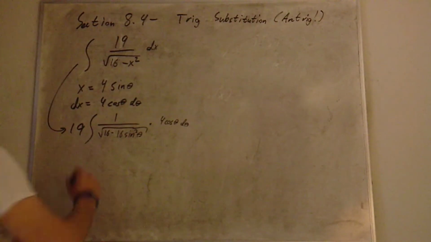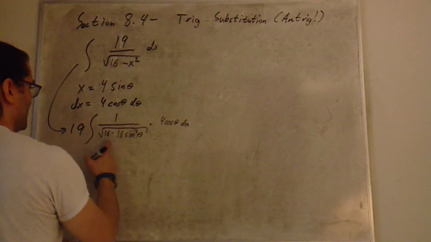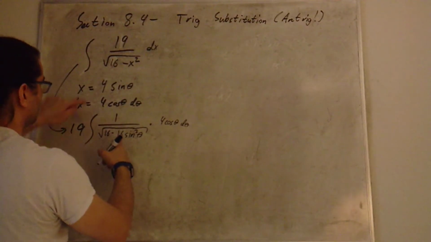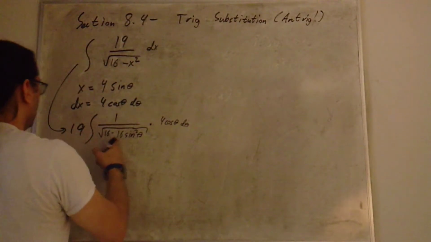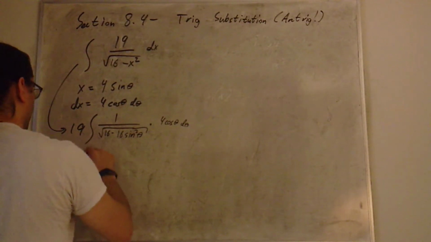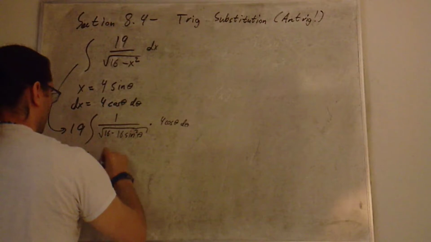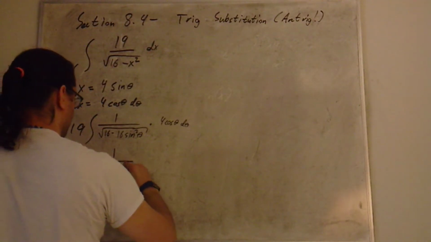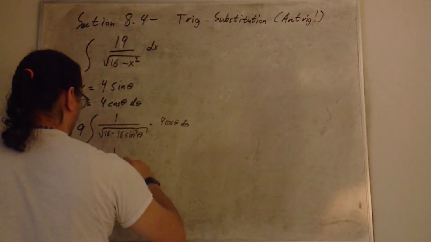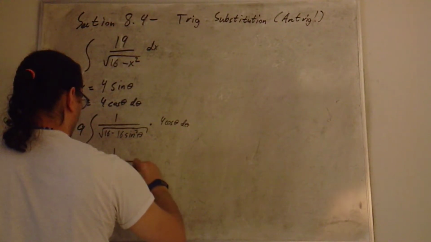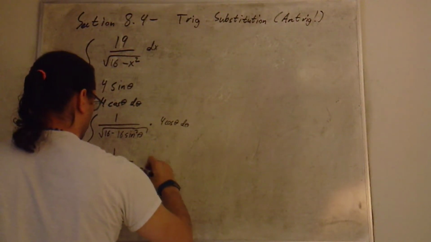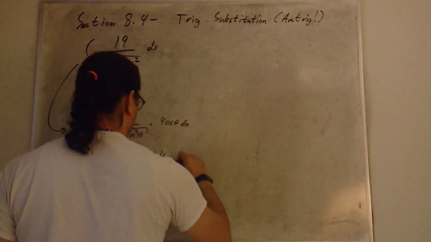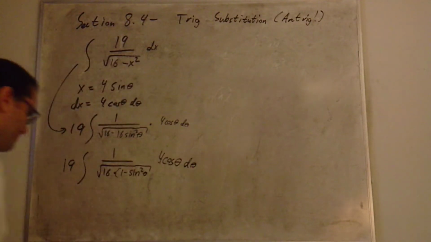So, now that I have 16s in both of these places, this 16 from the original, this 16 from 4 squared, I can factor that 16 out. So this is 1 over the square root of 16 times 1 minus sine squared times cosine, or times 4 cosine theta d theta.